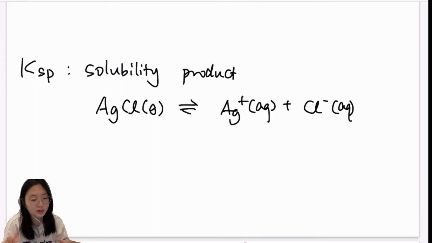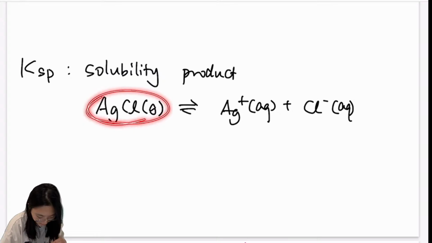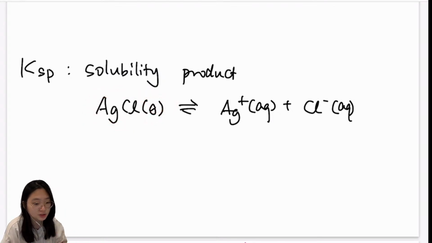and it forms some kind of equilibrium, which means that even though from the macroscopic perspective I don't see any change in the amount of silver chloride solid or precipitate in the solution, the reaction is still going on.